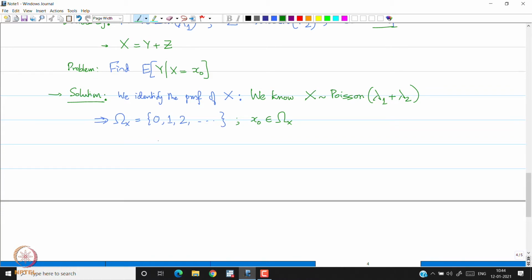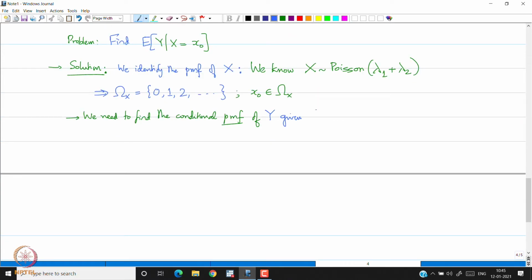As I said in the blackboard lecture, we first have to identify the conditional PMF of Y. What do we need? We need to find the conditional PMF of Y given X equal to x naught, i.e., P of capital Y equal to y given X equal to x naught. This was stated in the blackboard lecture, but the details were not completely given, so we wanted to find this.